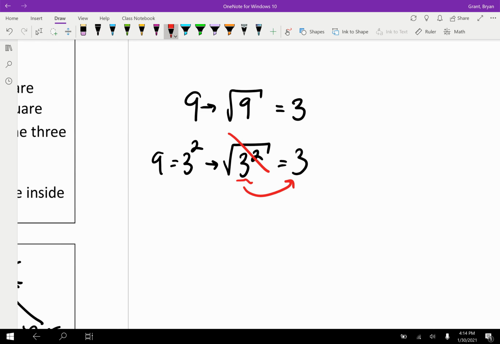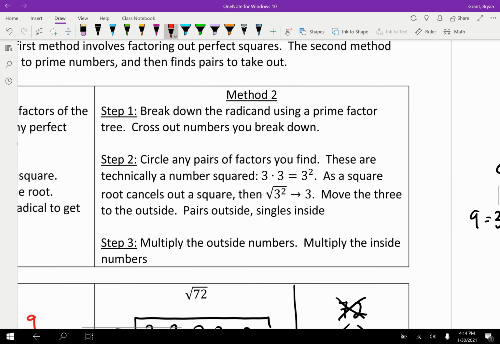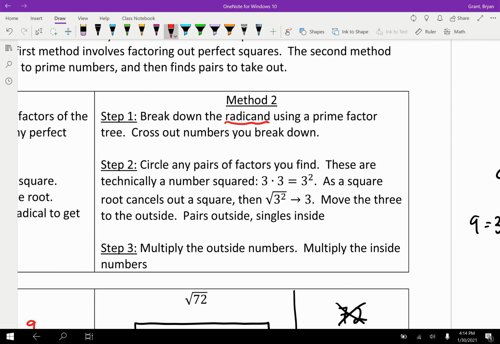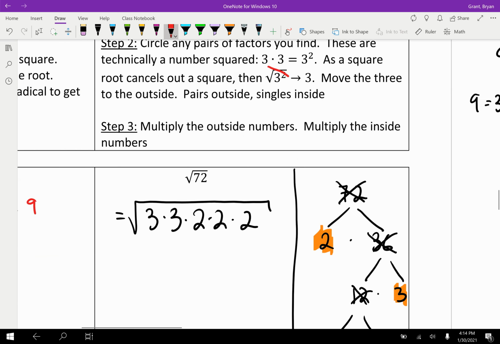And so we say, and this is very, very important for method 2, after you break down the inside using a prime factor tree, we need to realize or know or remember that a square root and a square undo each other. Very, very important. And we'll see that next class. You'll get to keep practicing it.